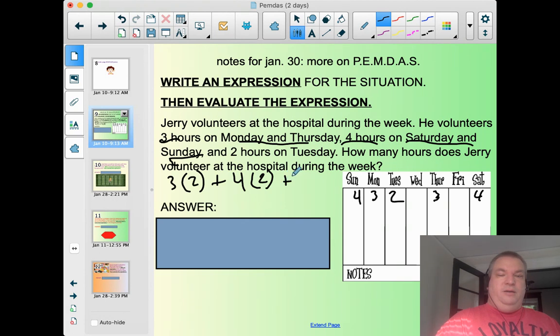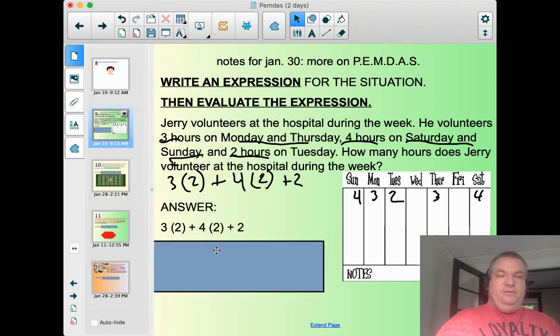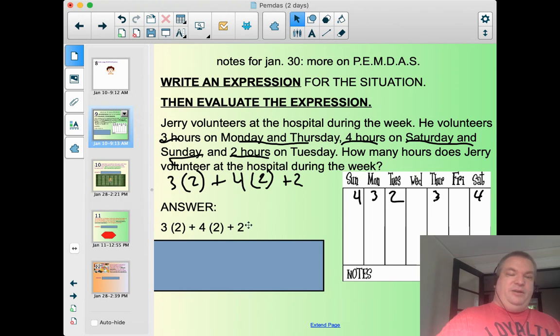Okay, and then the last part is 2 hours on Tuesday. 2 hours only happens once. So I can add the 2. I could multiply it by 1, but we know from our work with properties that multiplying by 1 doesn't change anything, so it's still just 2. Okay, so we end up with this expression, which will tell us the total number of hours that he volunteers. Okay, 3 times 2 plus 4 times 2 plus 2. Okay, we're going to kind of follow this formula for the other ones that we do also.